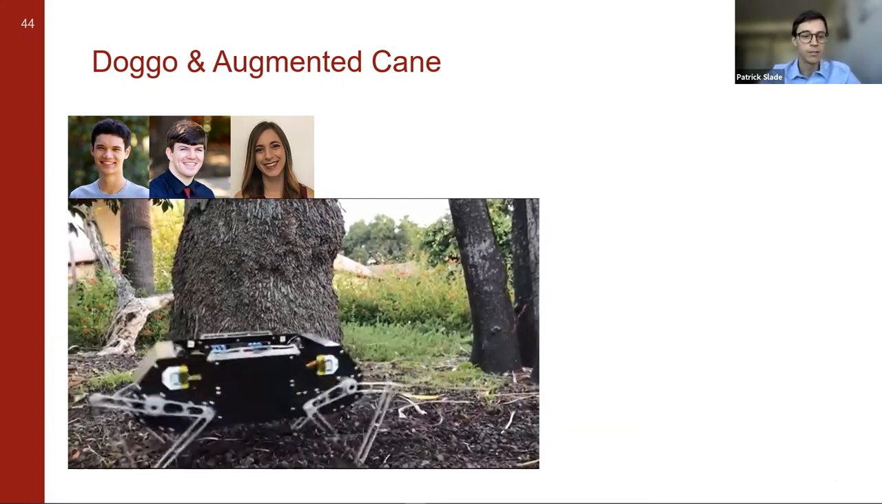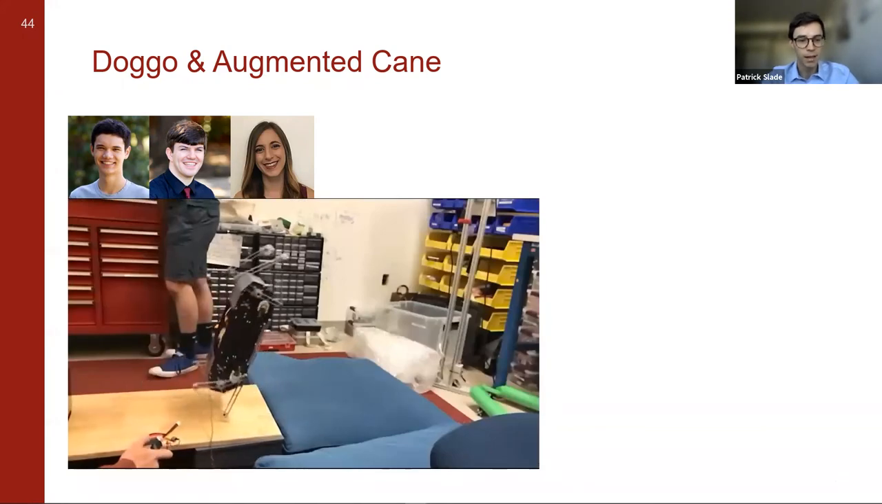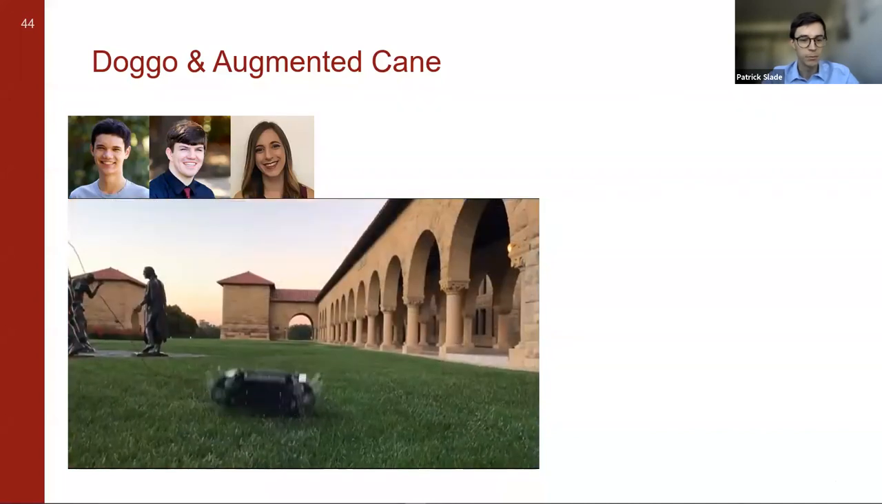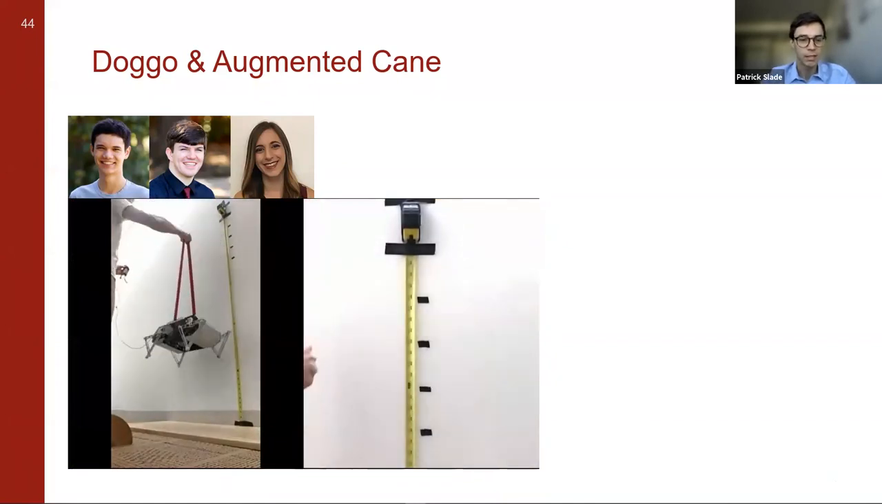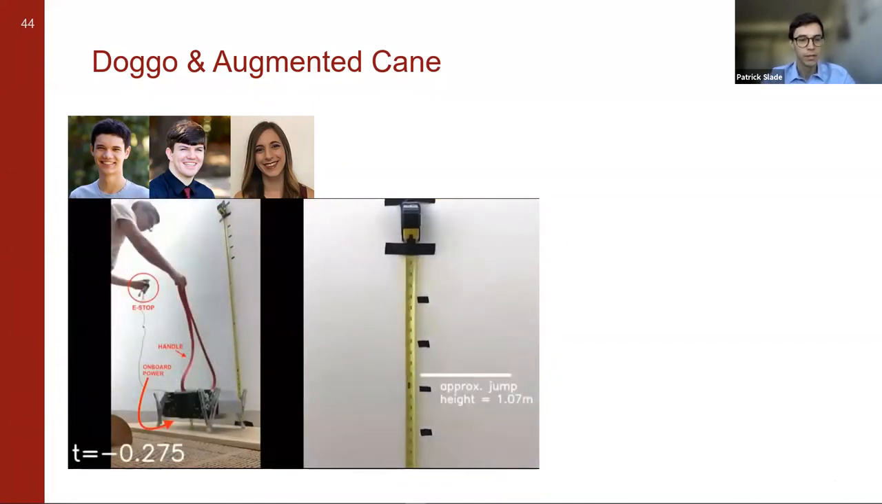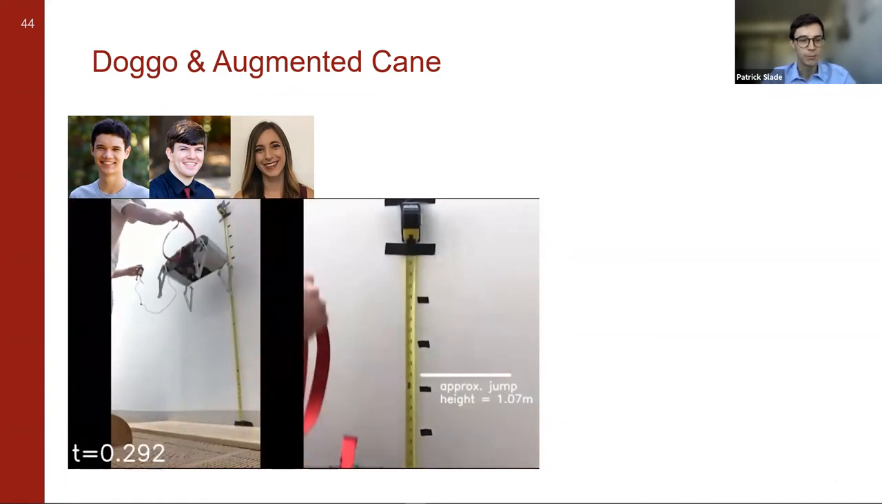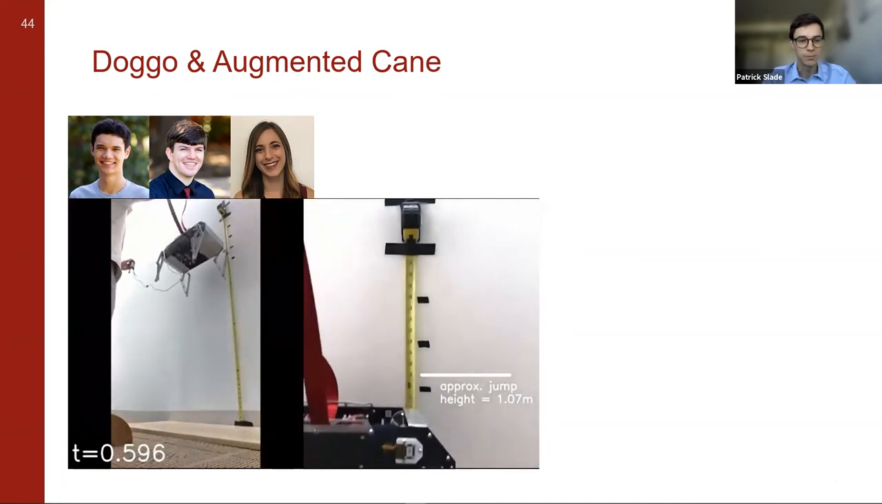What we saw was that we can build a cool little robotic platform that is quite mobile and can perform some really athletic maneuvers. To me, this was a really fun project because I got to take on a little bit more of a mentorship role, and they're all so smart and excited about this project. They really made Doggo come to life. And it was just super fun to work with them and see the cool things that Doggo could do.